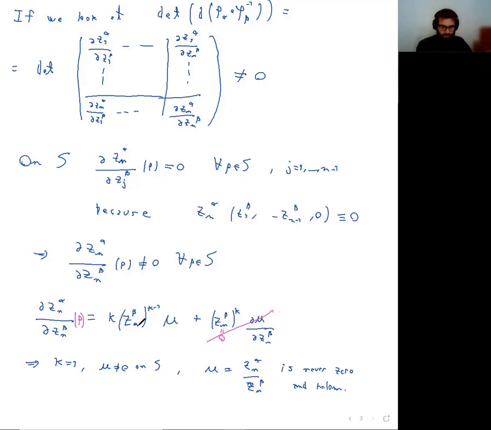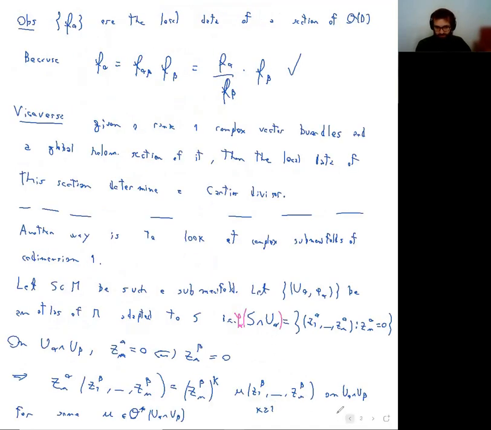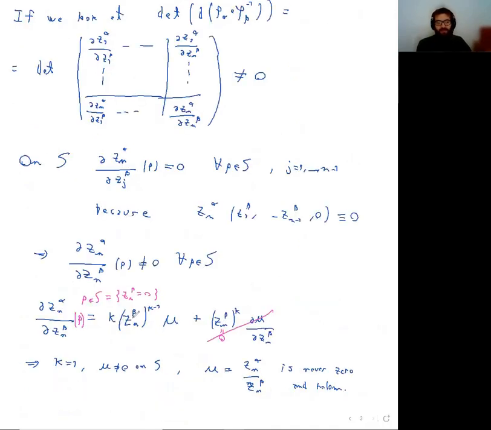And why is it 0? Because this p is in S, and S is precisely Zn beta equals 0. Since k was greater or equal than 1, this is 0. And then we know that the whole thing cannot be 0. So in particular, k must be 1. Okay, thank you. And u is now non-zero.